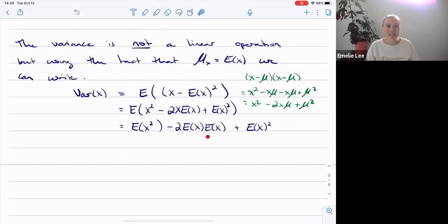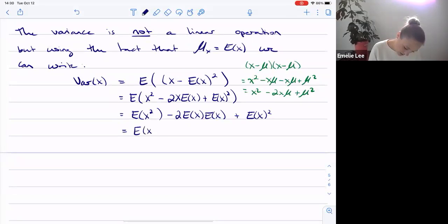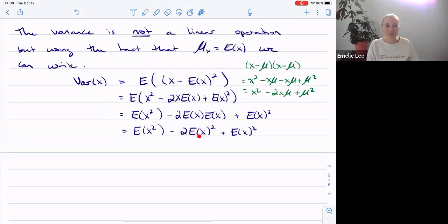Notice that because I rewrote my mu as E of x already, it's obvious that I have E of x times E of x, which is E of x squared. So this becomes the expected value of x squared minus 2 times the expected value of x squared plus the expected value of x squared. This is really negative 2a plus a, that's minus a. So what I have is the expected value of x squared minus the expected value of x, all squared.